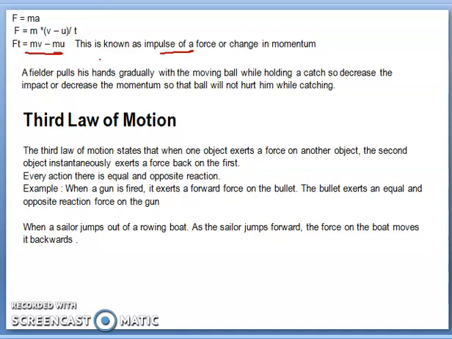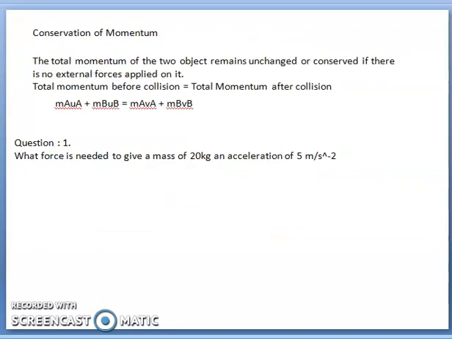Now moving to the third law of motion. The third law of motion states that when one object exerts a force on another object, the second object also exerts the same force in the opposite direction. That means for every action there is an equal and opposite reaction. For example, when a sailor jumps out of a rowing boat, as the sailor jumps forward, the boat moves in the backward direction. Or the recoil of a gun is also an example of this.